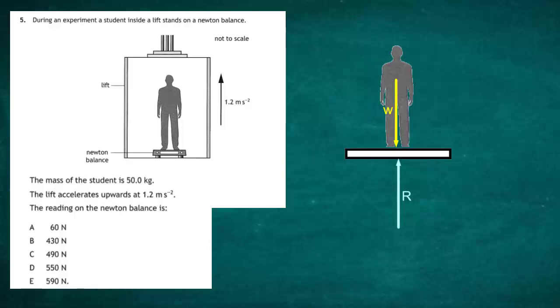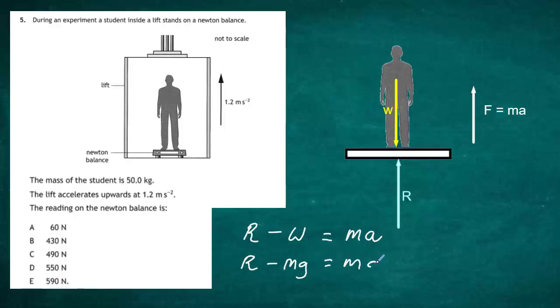But in this situation, we've got an unbalanced force taking place, and the unbalanced force is always equal to the mass times the acceleration. If we take everything upwards as positive, we can write out the forces in this situation. We have the upward reaction force, which is the scales pushing up onto the person, and we have to take away the weight of the person pushing down on the scales, and that's going to give us an unbalanced force. An unbalanced force is equal to MA. Now we know the weight is equal to mg, so R minus mg equals ma, that's the second line of our equation.